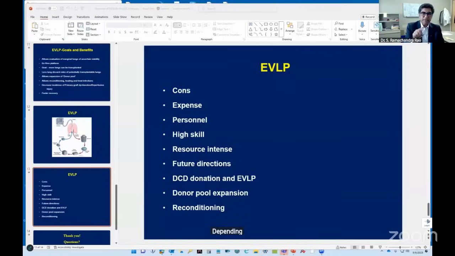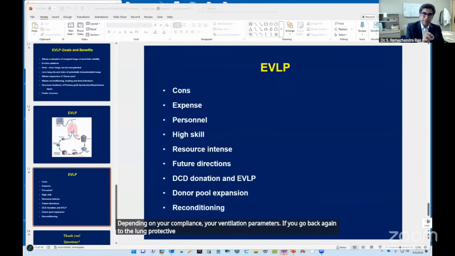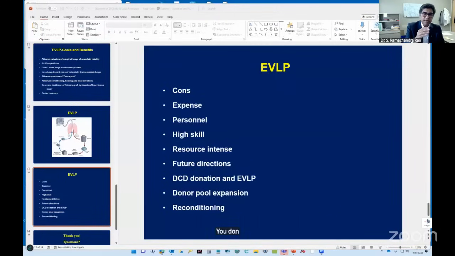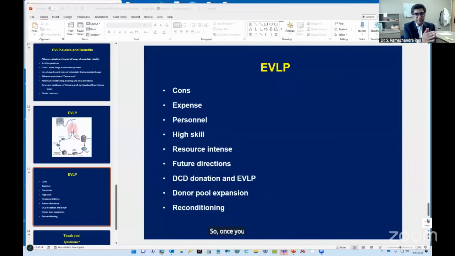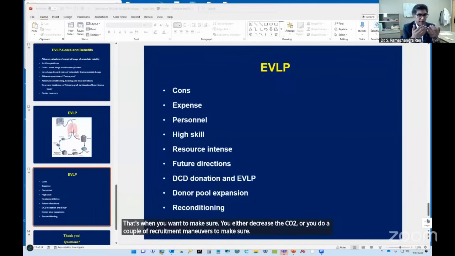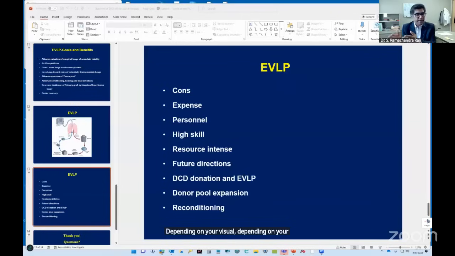Depending on your compliance and your ventilation parameters, if you go back again to the lung protective strategy and ARDS protocol, you don't want the pH to dip far below acidosis parameters, 7.15 to 7.21 ex vivo. In vivo, it's a different thing, where we target 7.3 pH and above. So once you get into too much acidosis, your PF ratio is not improving. That's when you want to make sure you either decrease the CO2 or do a couple of recruitment maneuvers, depending on your visual, your compliance, X-ray, etc.